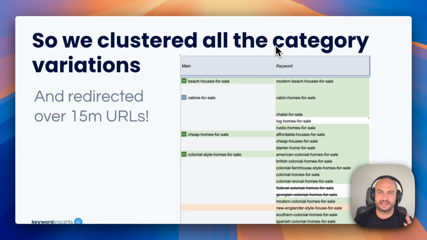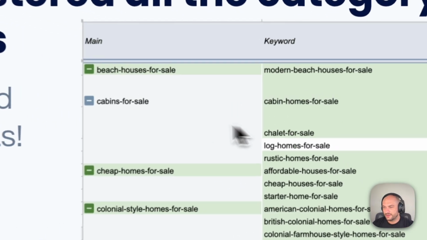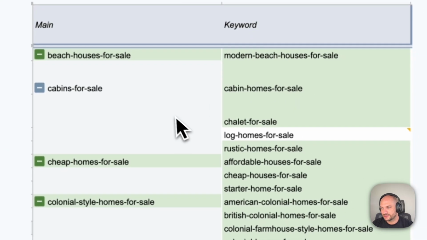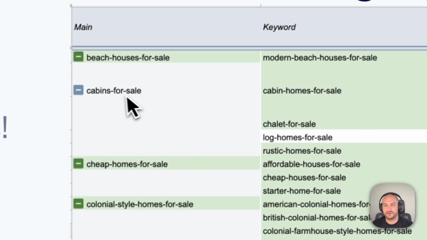So we got all the different category names, like all of these. This is just a small screenshot. They had modern beach houses for sale, cabin homes, chalets, log homes, rustic homes. Again, 2-bed homes, 3-bed home, 5-bedroom homes. And we clustered all of them. And if you've watched the keyword clustering videos, you'll see why this happened. But in the resulting report, it basically grouped all the ones that we didn't need to have, so all the ones that could be grouped together. So you can see here, we didn't need cabin homes for sale, chalets for sale, log homes, rustic homes, and cabins. All of them could be grouped into one.